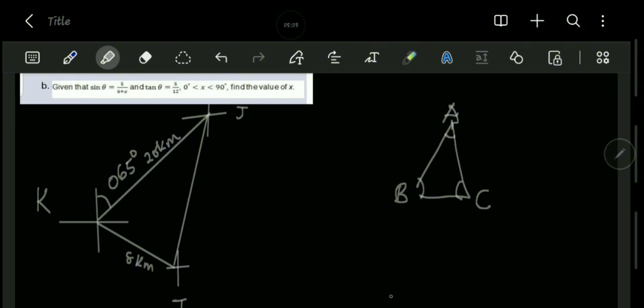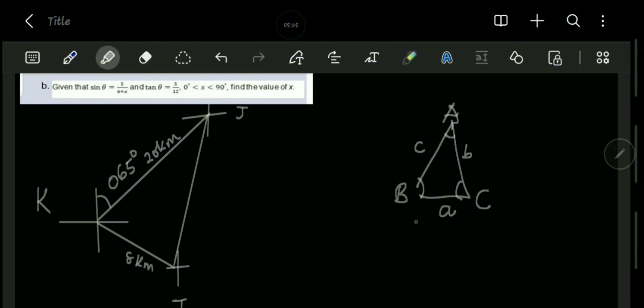So where the angle is facing represents the side of the angle. If this is angle A, it's facing below. That means here is going to be side A. This is angle B, here is going to be side B. So where the angle is facing is going to be the small letter side of the angle. And this angle C is facing this way, so I have small letter c here.